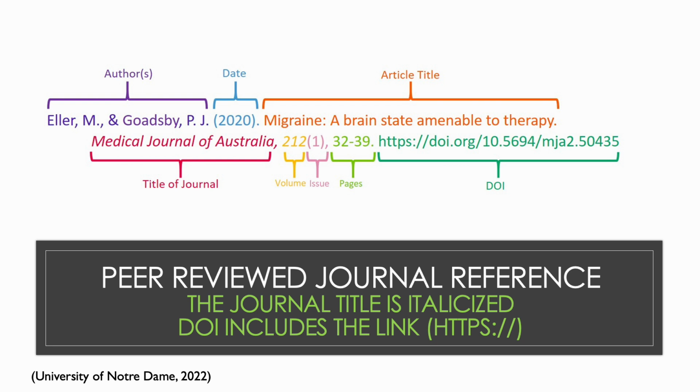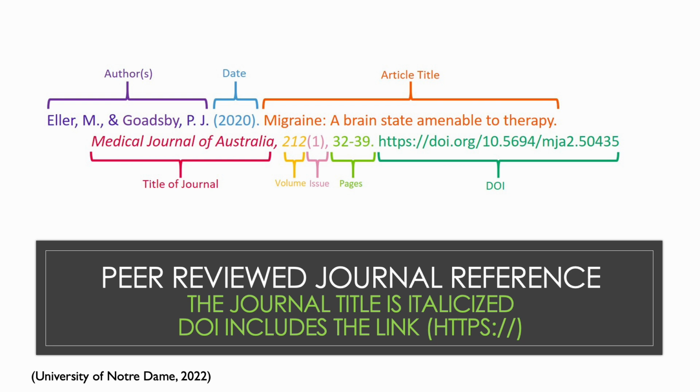The next piece of information given is the article title. The first letter is capitalized. As well, the first letter after a colon is also capitalized. After the title, the journal name is written in italics. It is important to note that the journal name is italicized and not the article title.